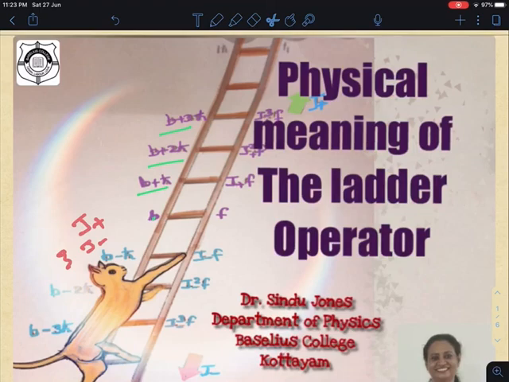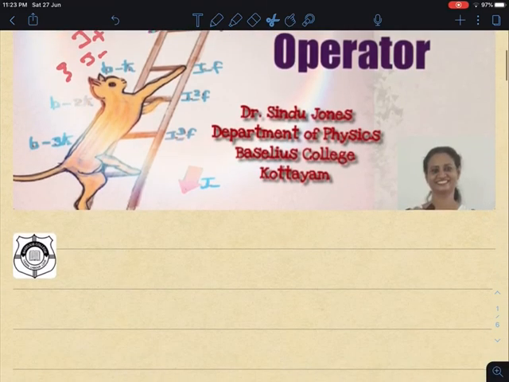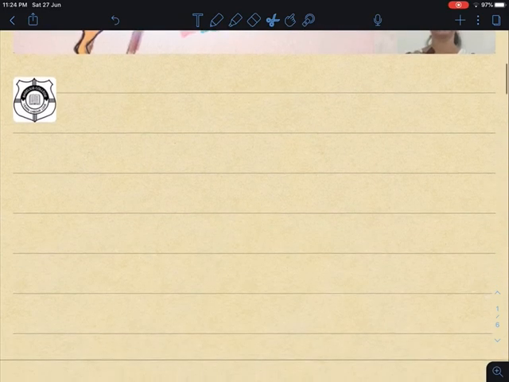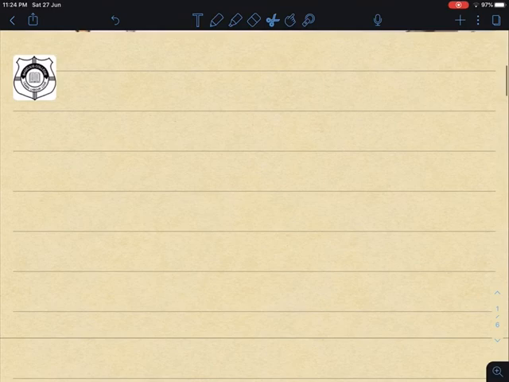Today we will talk about the physical meaning of J plus and J minus, or rather why we call it a ladder operator. So before we begin, we'll recollect how we have represented J plus and J minus.